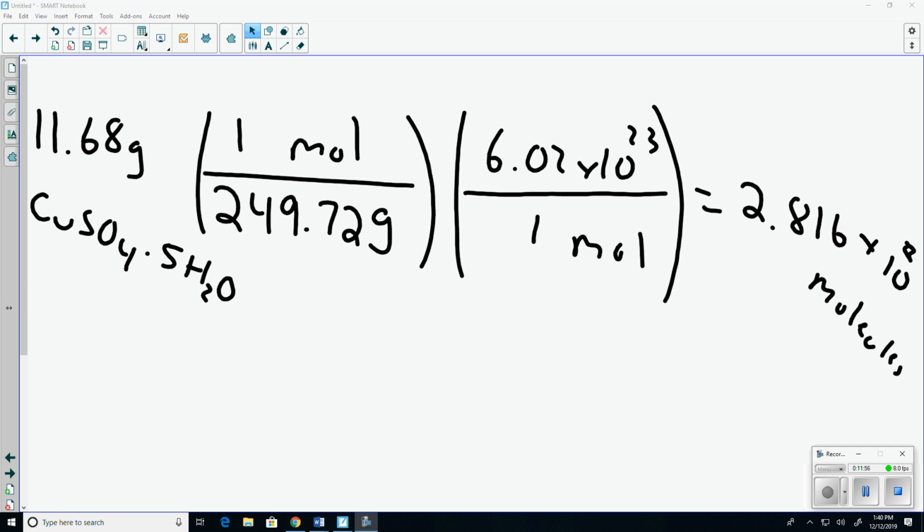Now again, there's 2 more problems on that worksheet. However, we need to spend a little time introducing our last topic, and it shouldn't take a lot of time today, but our last topic, which is percent composition.